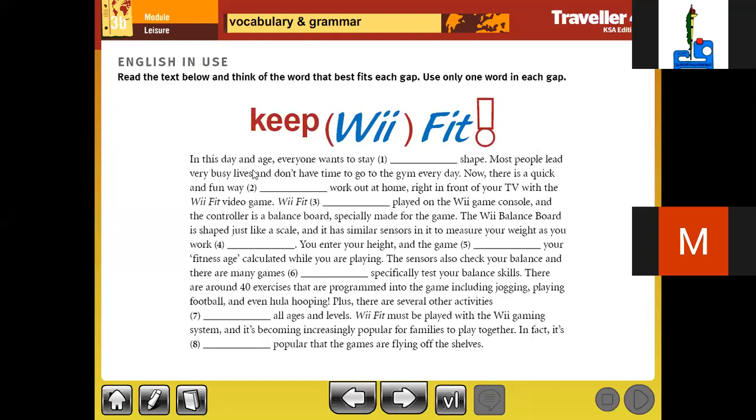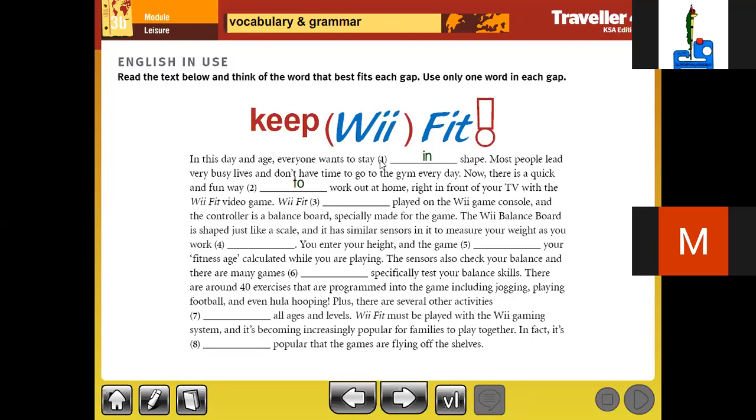Let's try to read this passage and try to fill in the gaps. In this day and age, everyone wants to stay in shape. Which preposition would we use before the word shape? In shape. Yasin, thank you. Most people lead very busy lives and don't have time to go to the gym every day. Now there is a quick and fun way to work out. So it will be to, thank you Yassine.